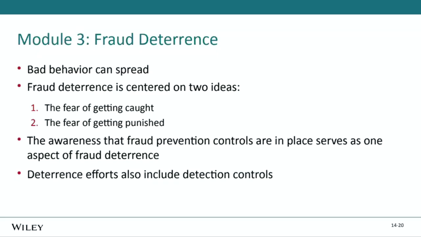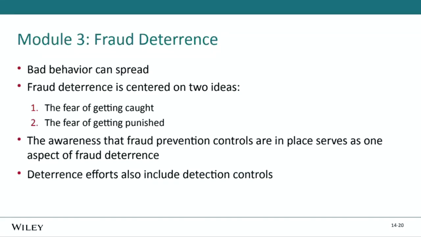Fraud deterrence is centered on two ideas. One, the fear of getting caught, and two, the fear of getting punished. So that's why even the dummy camera in the back of the room works. Fear of getting caught, and probably also knowing that getting caught stealing computer equipment would get you punished. So the awareness that fraud prevention controls are in place serves as one aspect of fraud deterrence. So having those fraud prevention controls is good.